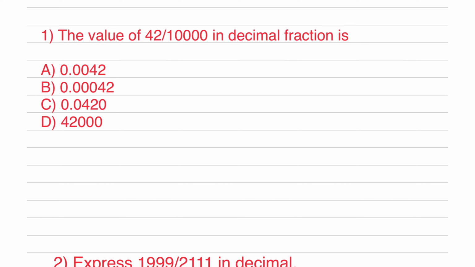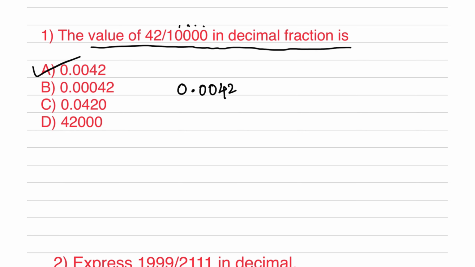See the first question. The value of 42 by 10,000 in decimal fraction is. You can solve this within seconds if you already learned the basics of decimal fractions. So write 42 first and then count the zeros: 1, 2, 3, 4. So after 4 digits you can keep the decimal point. So option A is the right answer.